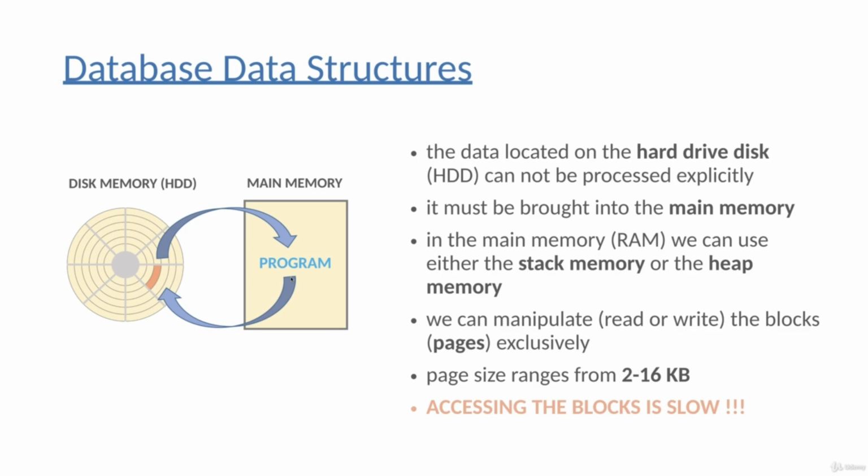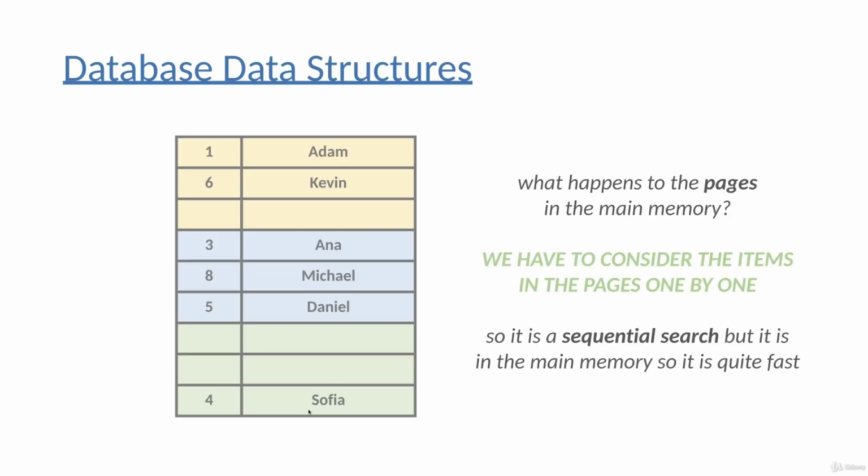So what's going to happen? The operating system is going to fetch the next page with the next 3 rows from the database table. And when it is in the main memory, again we have to consider the items one by one until we find the item we are looking for. So for example, if we are looking for Sophia, then the operating system has to fetch 3 pages, the first page, the second page, and the third page containing the name we are looking for.